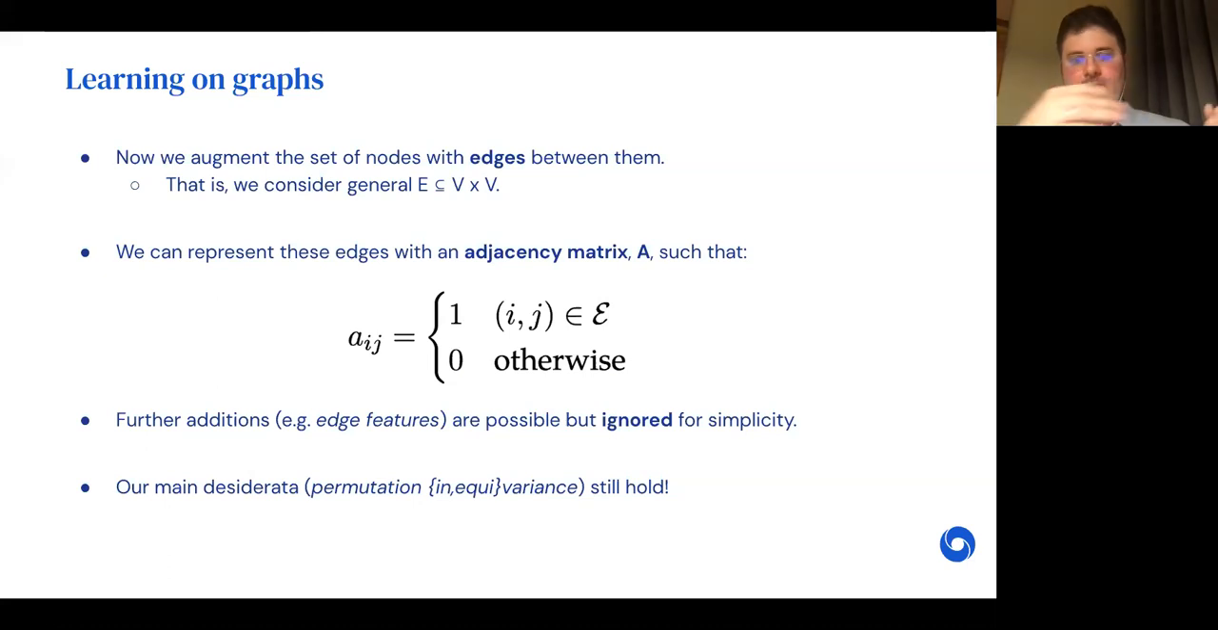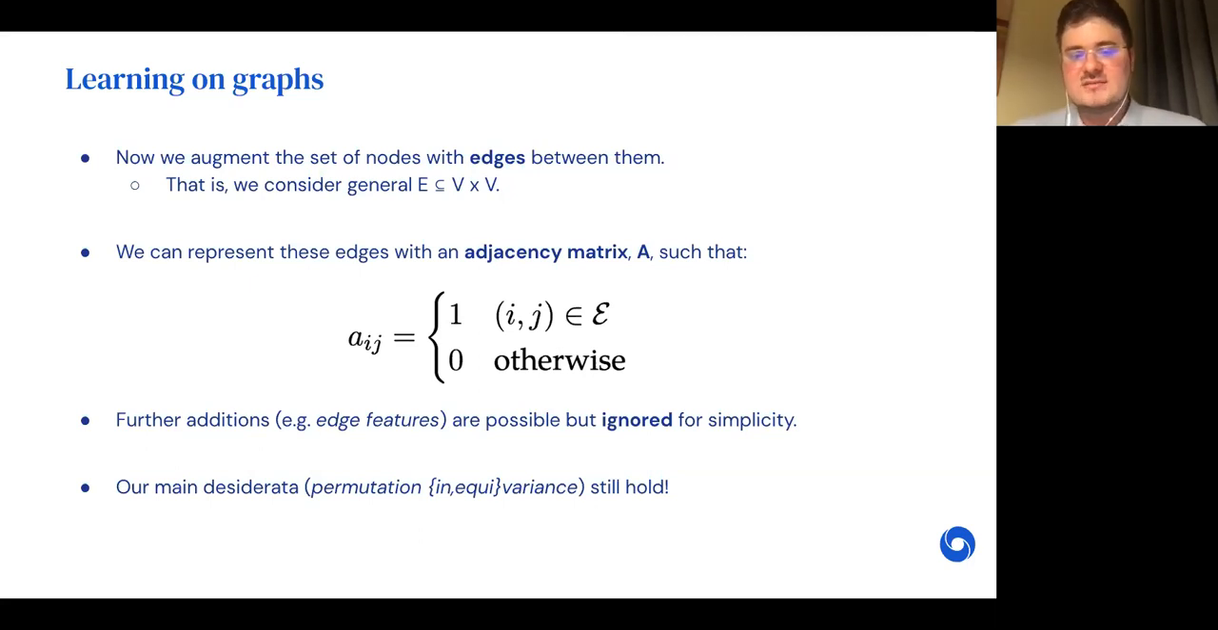Now, if we want to go beyond sets to the domain of graphs, well, it's actually very simple. We don't now just have a set of nodes, we also have a set of edges between them. And there's many ways you can choose to represent these edges. I choose to use the adjacency matrix just because it's a linear algebra term, and I'm trying to stay within the realms of linear algebra. So imagine I represent my connectivity between the nodes with a matrix A, which is binary. So it's 1 if there exists an edge between i and j, and 0 otherwise. And you can add other things like edge features and so on, but I deliberately ignore them for simplicity. The maths is still exactly the same, just a little bit more complicated if you choose to add edge features.